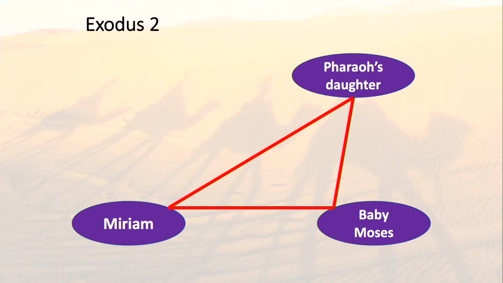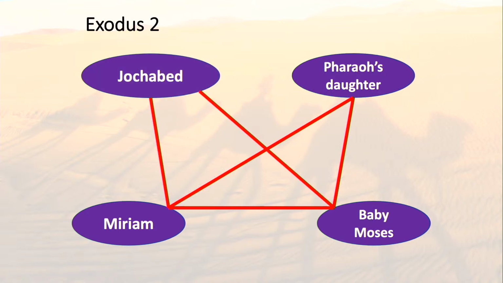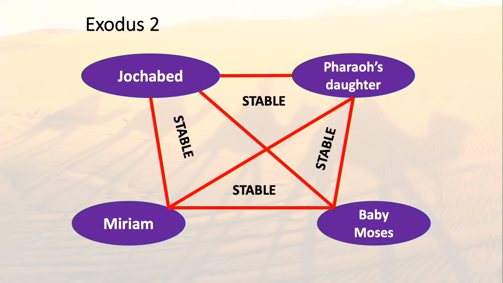Exodus 2. We have Miriam, baby Moses, Pharaoh's daughter. Oh, and Jochebed. Oh, look at this. Oh boy, this is our first foray into 4 people in multiple triangles. There are 4 triangles here, and all of them are stable. This works out for everybody. And stable triangles, what do they do? They don't want to change. Awesome. Good. All of these triangles are stable.